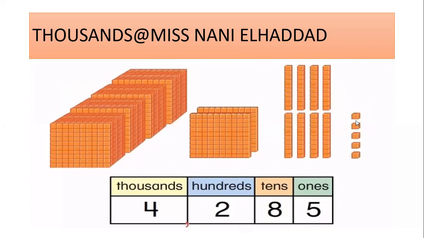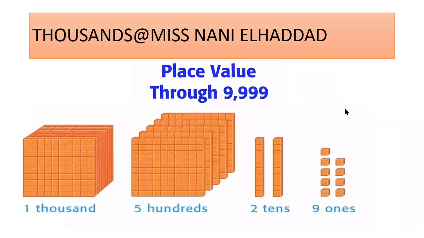Okay, this is another example of how I write a number in the place value chart. So here, how many ones? 1, 2, 3, 4, 5. 5. How many tens? 8. 1, 2, 3, 4, 5, 6, 7, 8. How many hundreds? 2. How many thousands? 4.